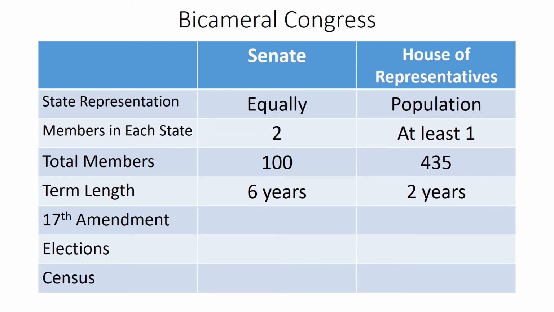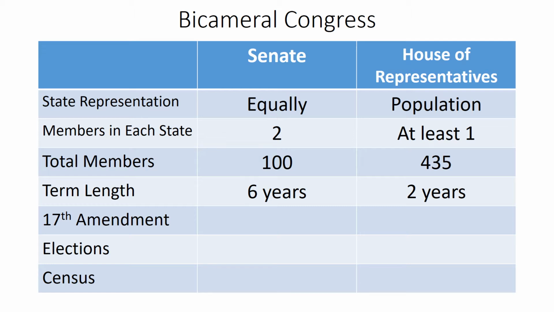In comparison to the House of Representatives, the states get their representation based on population. So every state has at least 1 member, and then you get more depending on your population. And that's where the census is really important, and we'll get to that in just a little bit.